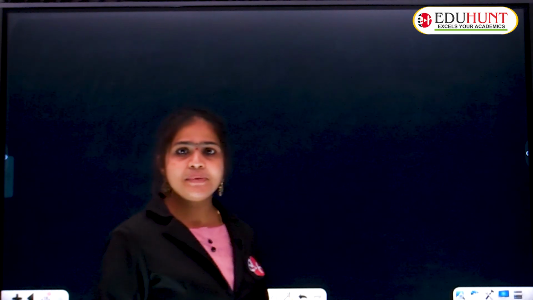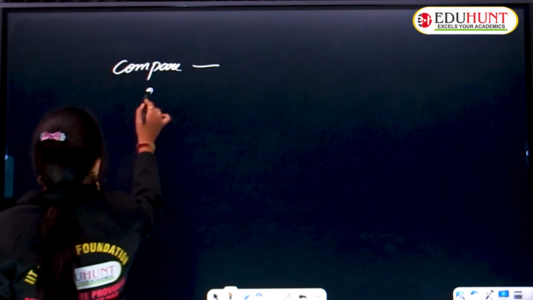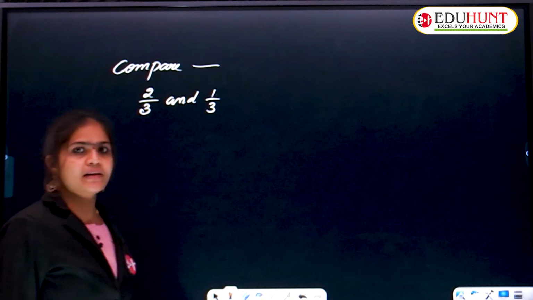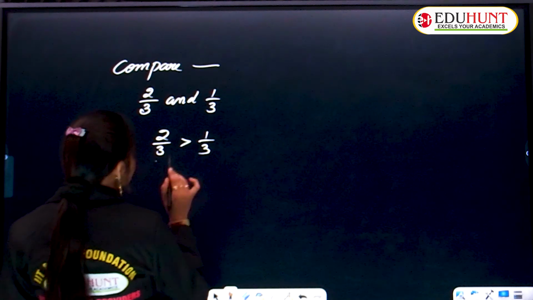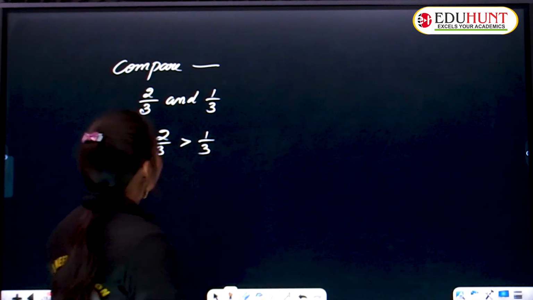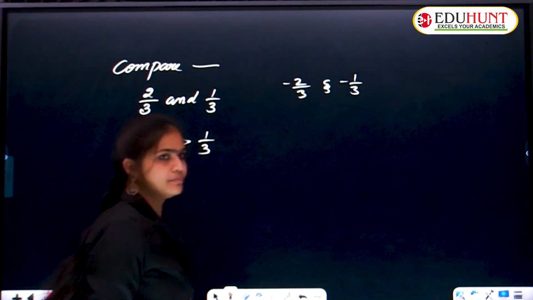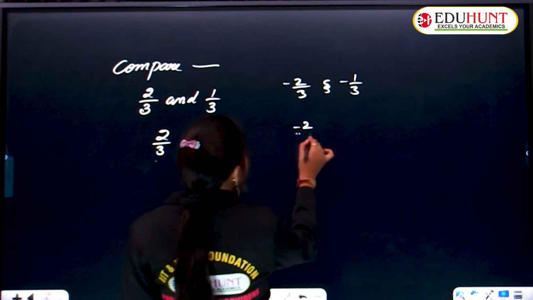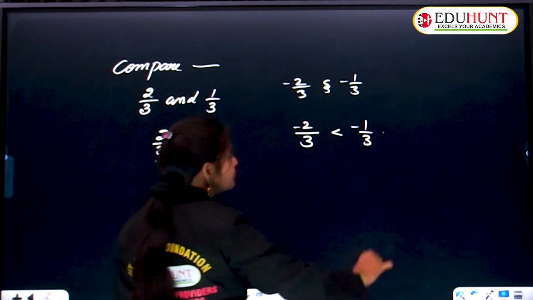Now, if different denominators are given, it is like this. If the denominators are the same, we can easily compare. See that. Compare 2 by 3 and 1 by 3. Which one is greater here? Easily we can say that 2 by 3 is greater than 1 by 3. Why? Because those two have the same denominators. Now compare minus 2 by 3 and minus 1 by 3. Those two also have the same denominators. In the same way, minus 2 is less than minus 1. Then minus 2 by 3 is less than minus 1 by 3.